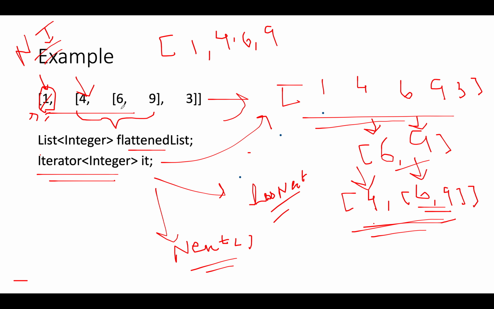We'll move on to the next element in the iteration. We have 3. 3 is of type integer, and we'll add it into the output list. So our flattened list is successfully built, and we will use the iterator for writing our two methods. If there is any lack of clarity, everything will be cleared in the coding part. Moving on to the coding part.